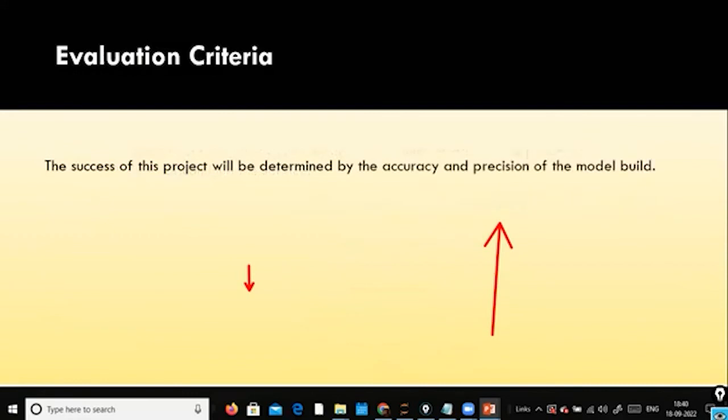So what is the evaluation criteria? How do we make sure the built model is predicting with higher accuracy? The whole objective is the accuracy and precision of the model. Once you build it, you need to measure the model performance using accuracy, precision, or recall measures. With these you can decide: the higher the accuracy and precision value, the better your model is predicting.